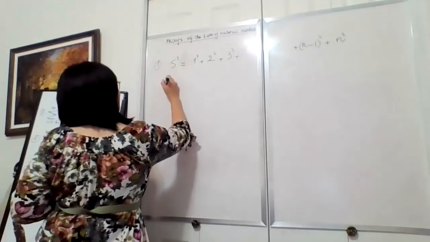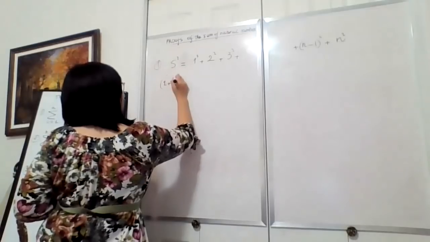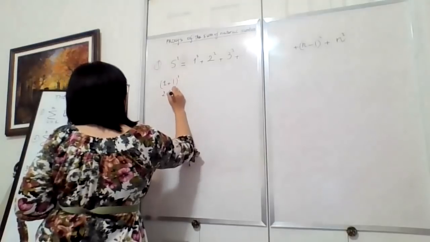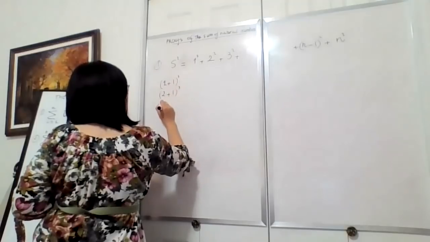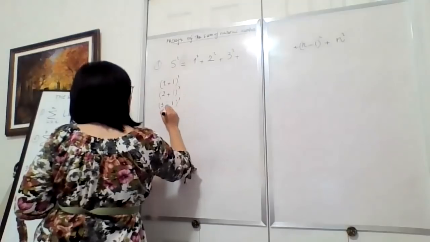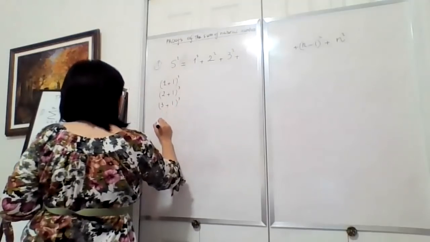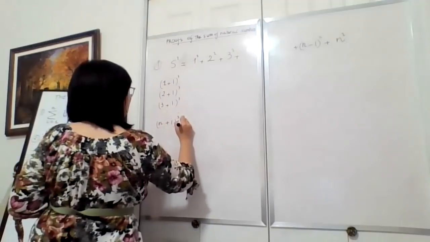Now, let's see how we're going to do this. So I'm going to add 1 here. I'm going to power 3. And here I'm going to have 2, the next term will be 2 to power 3, the next term will be 3 to power 3, and so on. So this pattern will go on until we hit (n plus 1), all of them to power 3, equal.